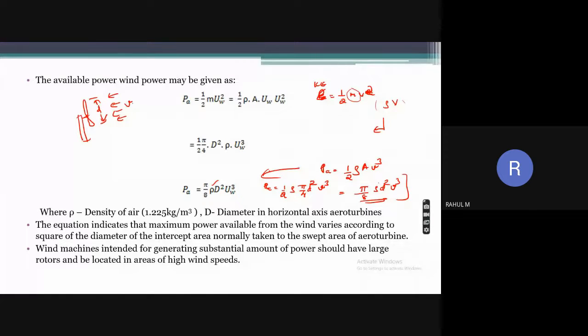Okay, and the velocity. So these are the factors which affect the available power. If you want to increase it, you have to do something to increase the velocity, or you can increase the diameter. But again, there are practical difficulties when it comes to the diameter of the spindle, right?